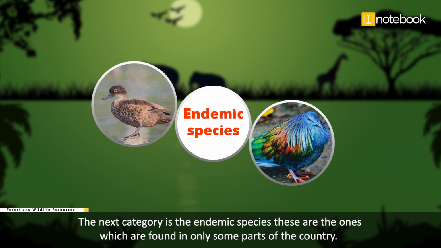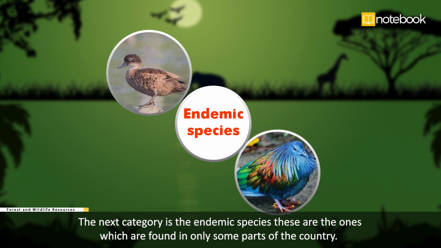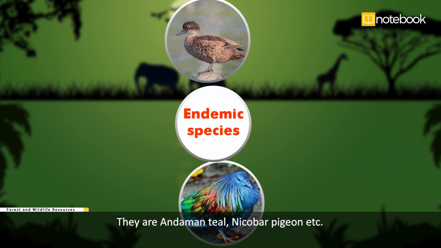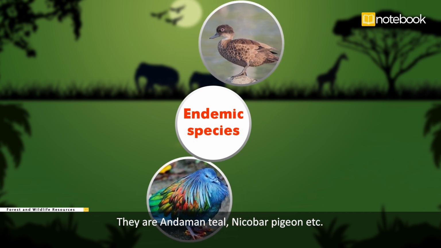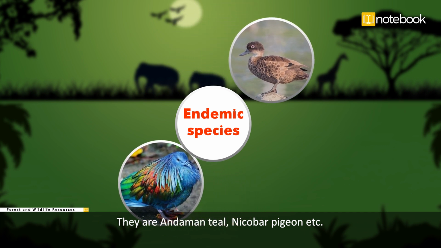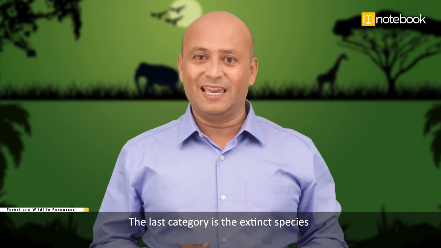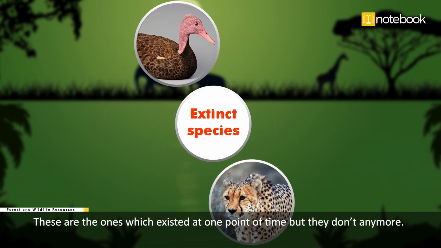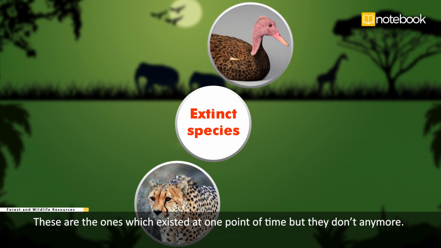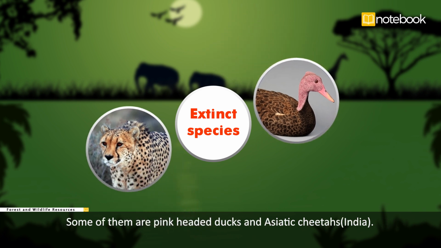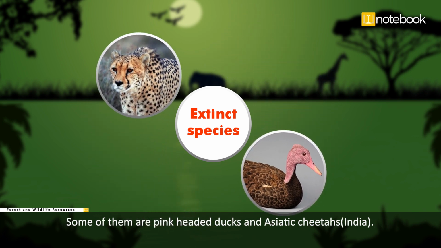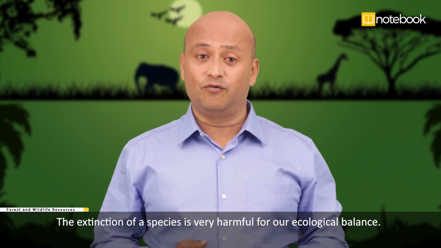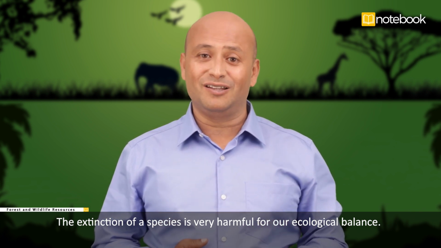The next category is the endemic species. These are the ones which are found in only some parts of the country. They are Andaman teal, Nicobar pigeon, etc. The last category is the extinct species. These are the ones which existed at one point of time, but they don't anymore. Some of them are pink-headed ducks and Asiatic cheetahs. The extinction of species is very harmful for our ecological balance.